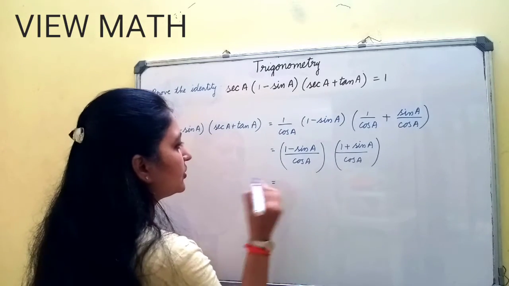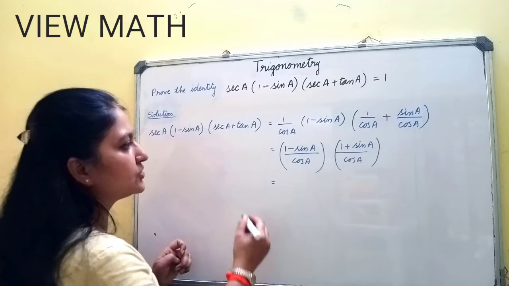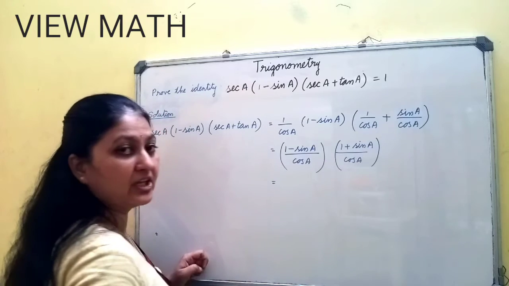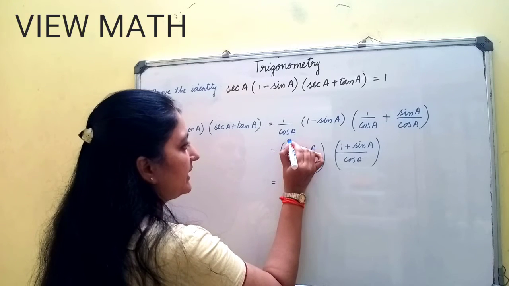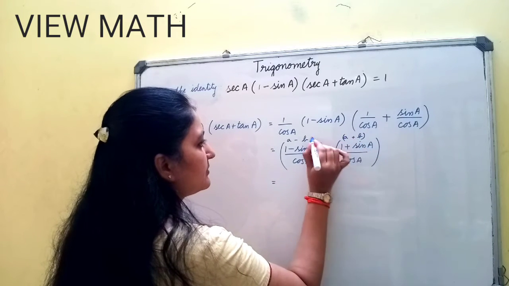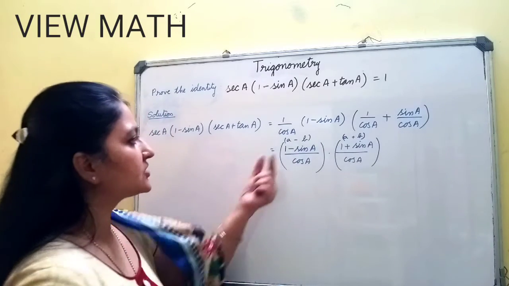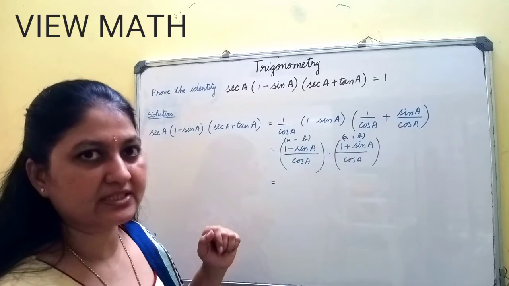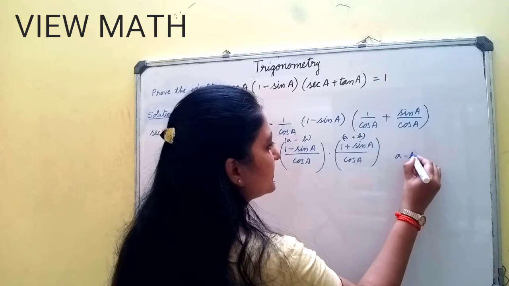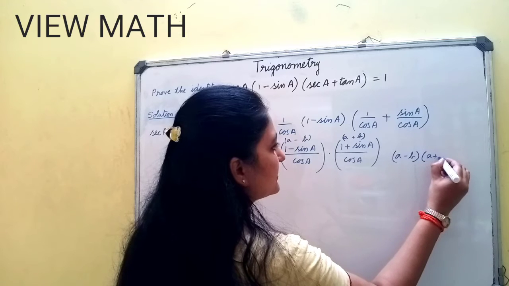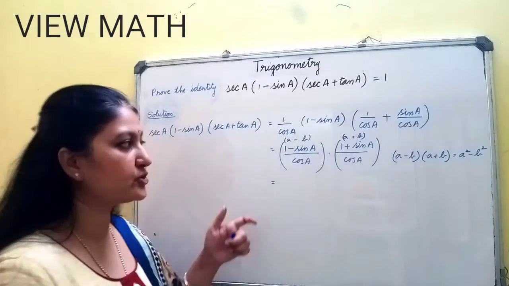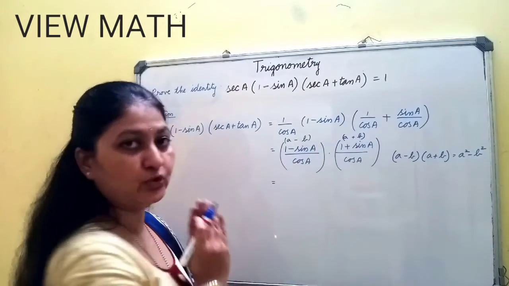Now you can see here the numerator, it is 1 minus sin A, 1 plus sin A. Now this is nothing but it is in the form A minus B, A plus B. In multiplication, A minus B into A plus B is nothing but A square minus B square. You know this formula, right? A minus B into A plus B is equal to A square minus B square. So I am going to use this formula and combine the numerator together.